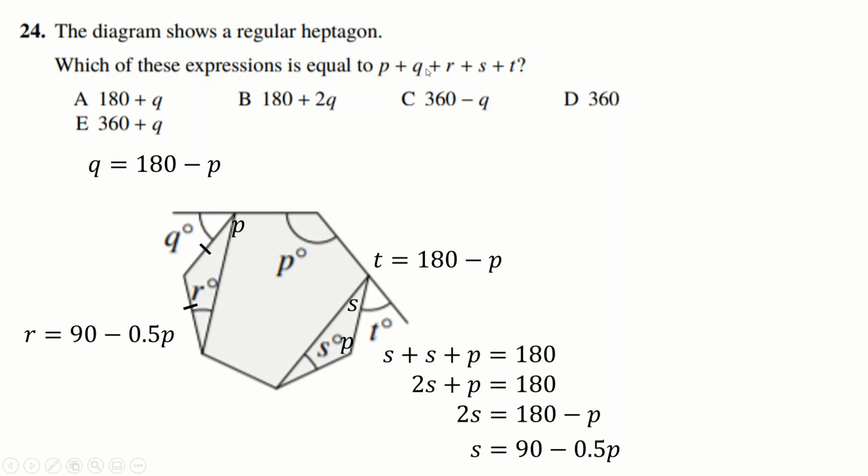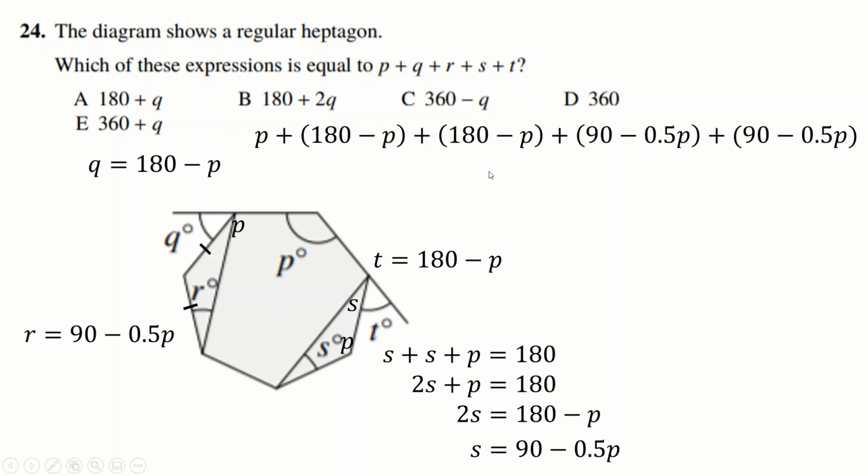P, because I have all of these letters now. I have all of them in terms of P. So I'm going to say P plus Q, which I know is this, plus R, which I know is this, plus S, which I know is this, and I'll have a statement with a bunch of P's in it. So, okay, we're sorting this out. 180 plus 180 is 360. P minus P is nothing, minus another P is minus P. So just putting those three things together, I get these two. And then putting these two together, 90 plus 90 is 180, minus 2 halves is minus 1P. And I end up with this.